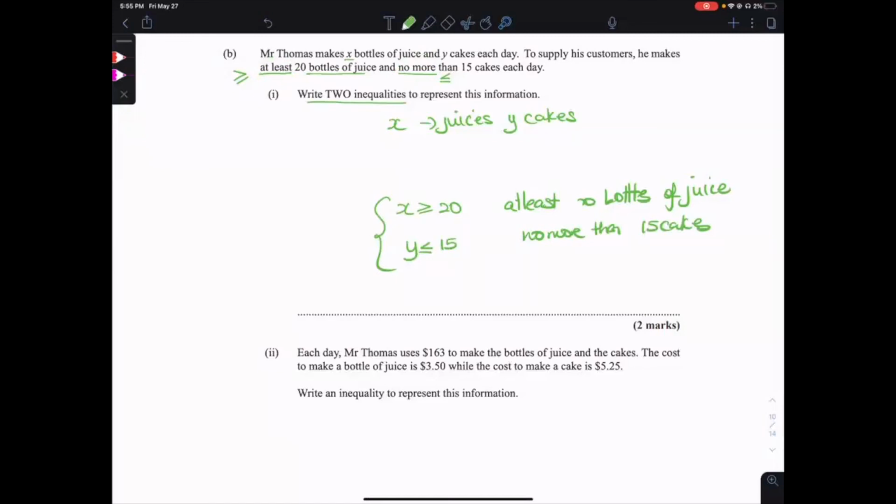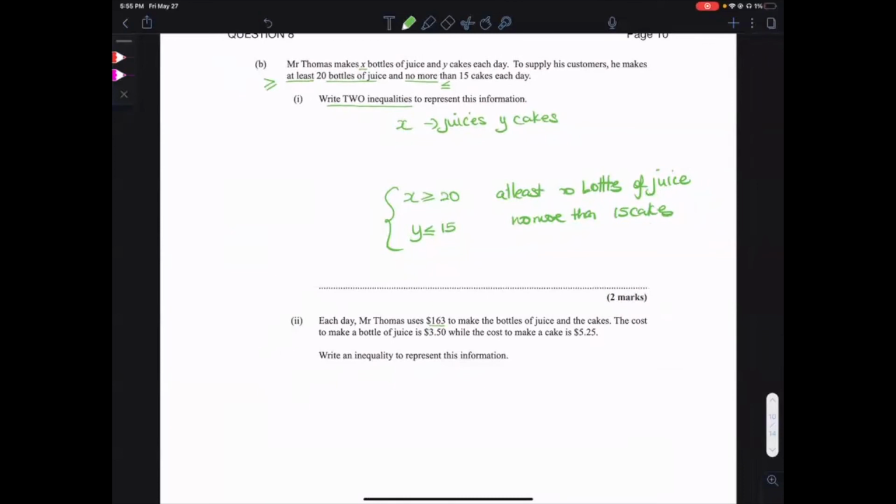Each day, he uses $163 to make bottles of juice and cakes. The cost to make a bottle of juice is $3.50, while the cost to make a cake is $5.25. So this is $3.50 by X, and the cost to make a cake is $5.25Y. All he has is 163, so it's less than or equal to 163. So take that down in the main one.